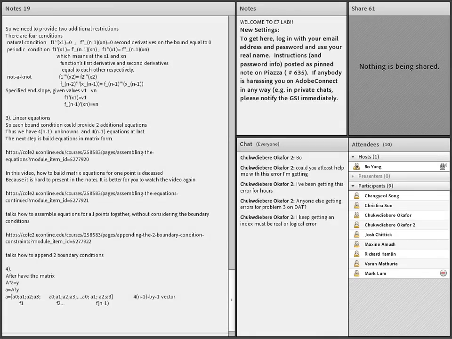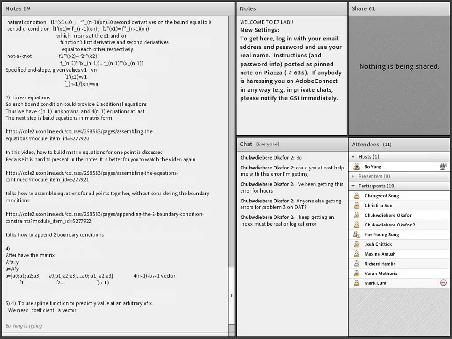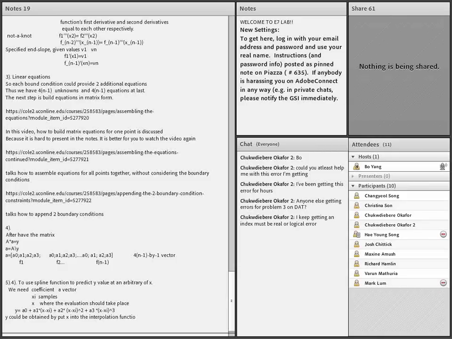After we get the interpolation function, as we said, we can use a spline function to predict the Y value at an arbitrary x. What we need is a coefficient vector and the xi samples. X here is where the evaluation should take place. Then we put this xi and the coefficients A0, A1, A2, A3 into the interpolation function. Then we can get the Y value.